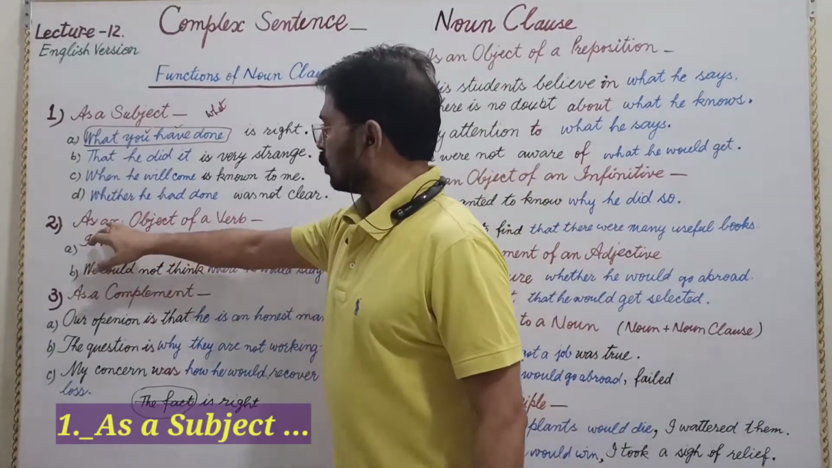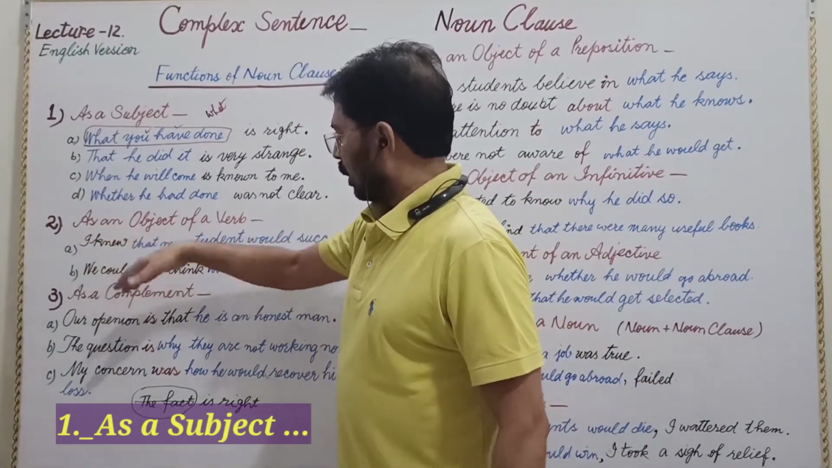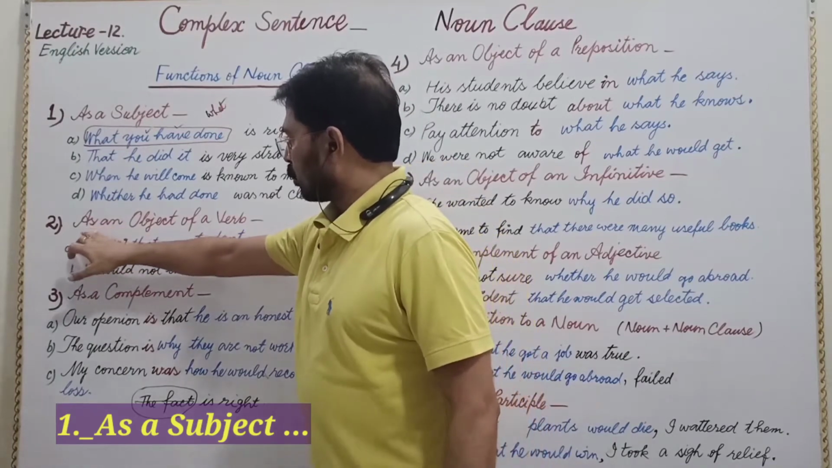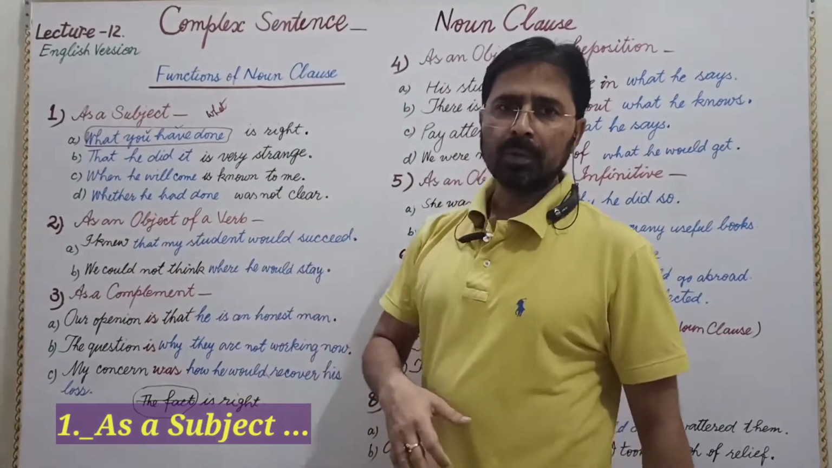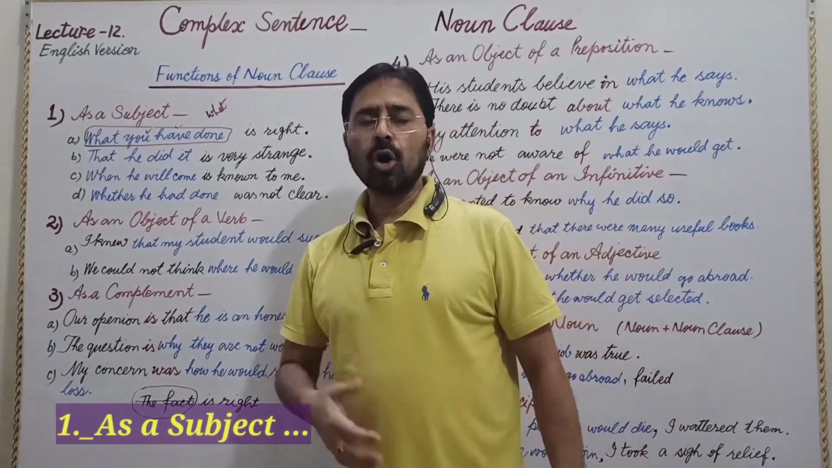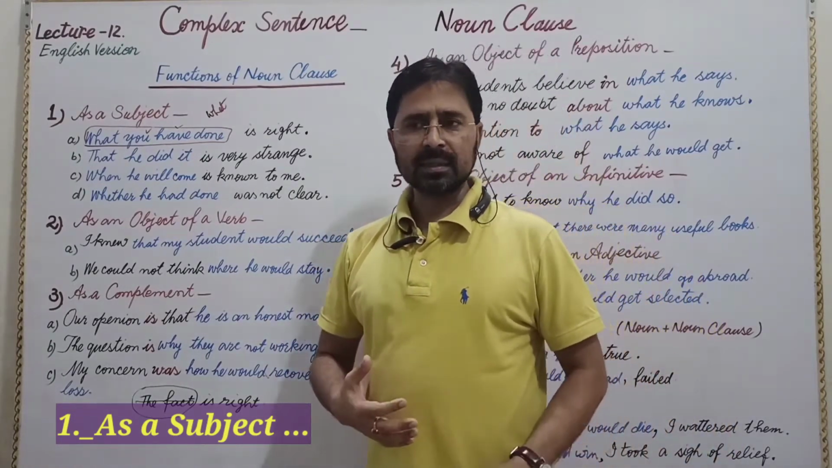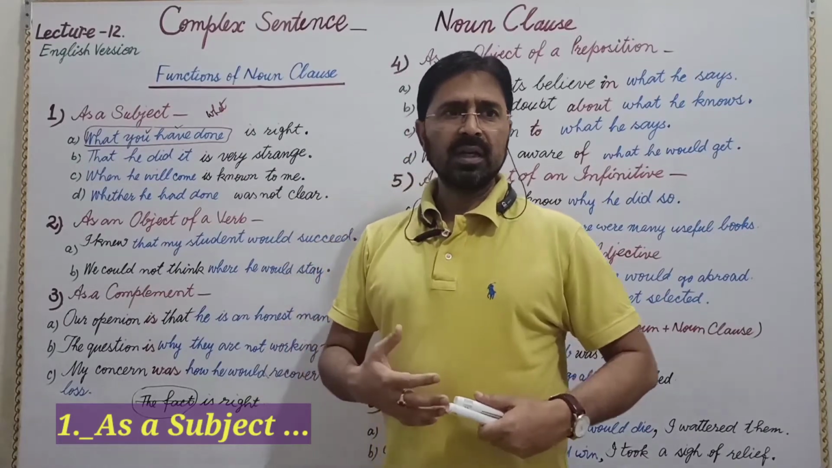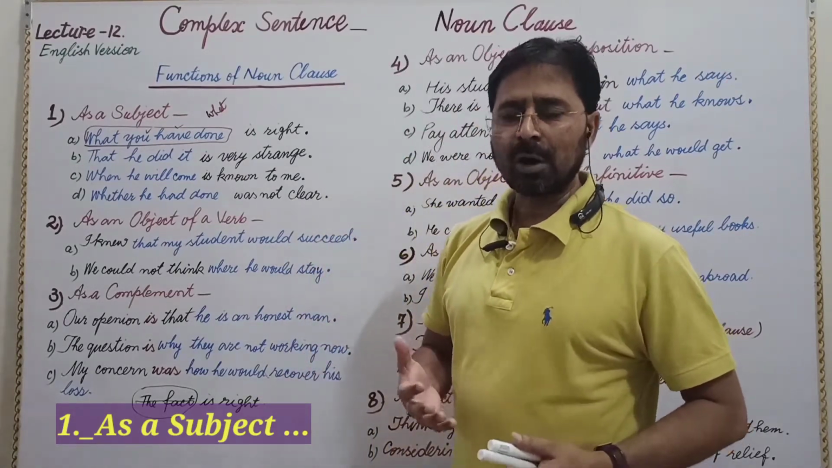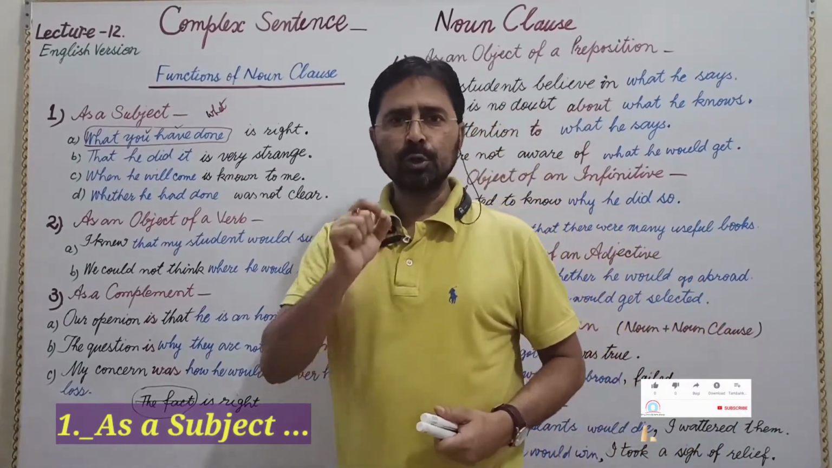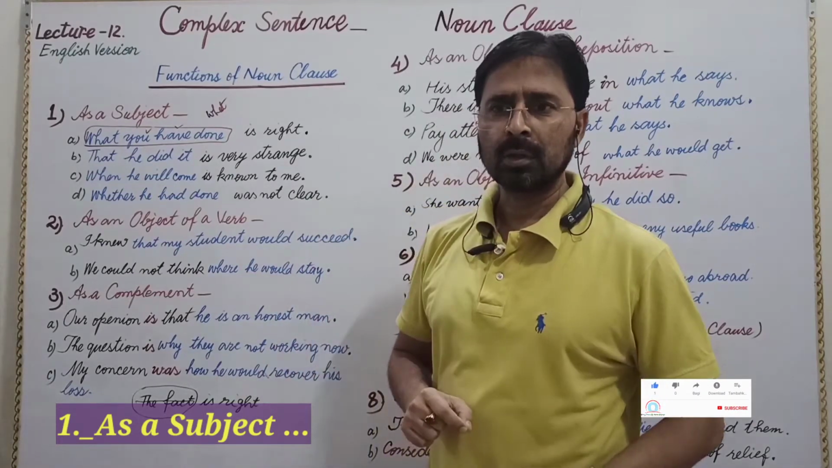Now let's come to point number 2, as an object of a verb. You know very well what an object of a verb is. An object of a verb can be found out if you ask the questions whom, what and which.